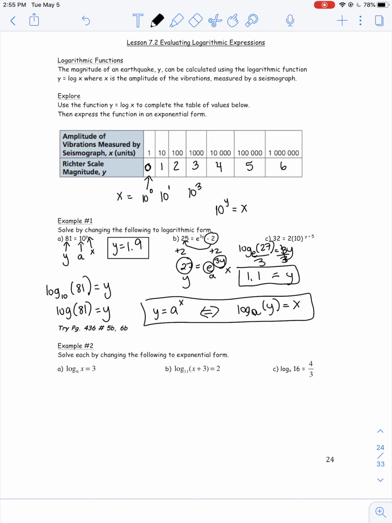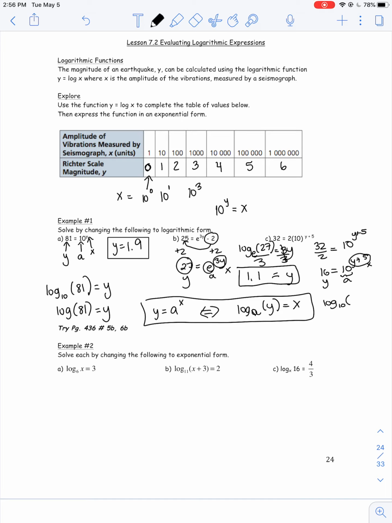So y is equal to 1.1. And our last one, we're going to divide by 2 first. So first we're going to start by dividing both sides by 2. And that gives us then 10 to the power of y plus 5. That's going to give us 32 divided by 2 is equal to 16. So this is our value of y.